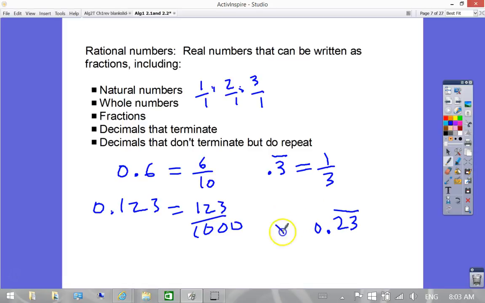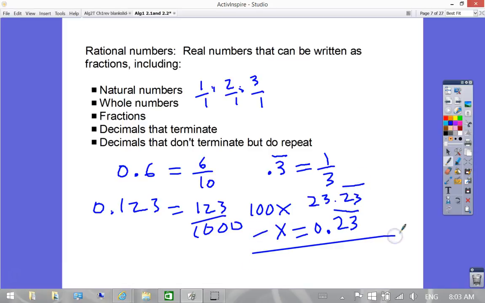Let's say I set x equal to 0.23 repeating. What's the effect of multiplying times 100? When you multiply times 100, what does it do to the decimal point? It moves it to the right, or actually to the right 2 places. So if 0.23 repeating is the x, 100x is going to be 23.23 repeating. Now what happens if I subtract 23.23 repeating minus 0.23 repeating?